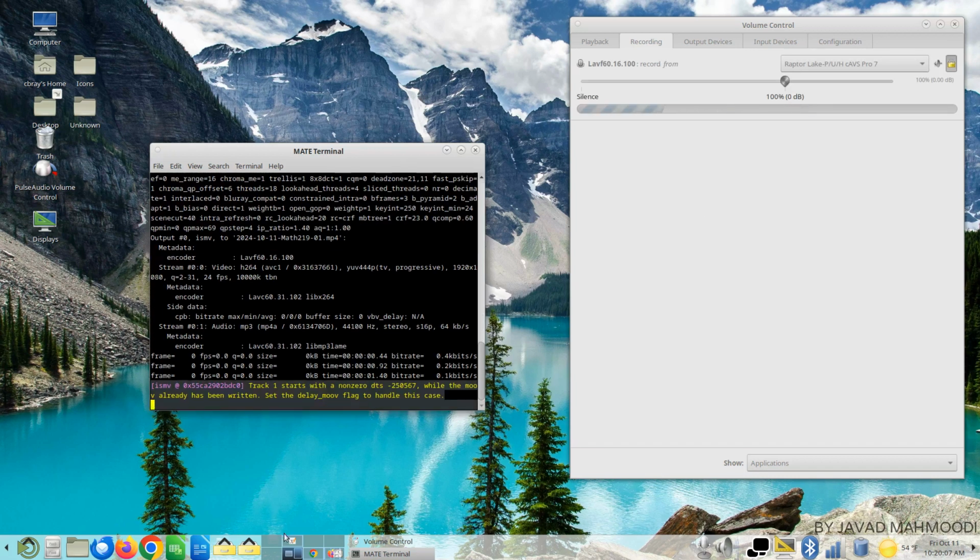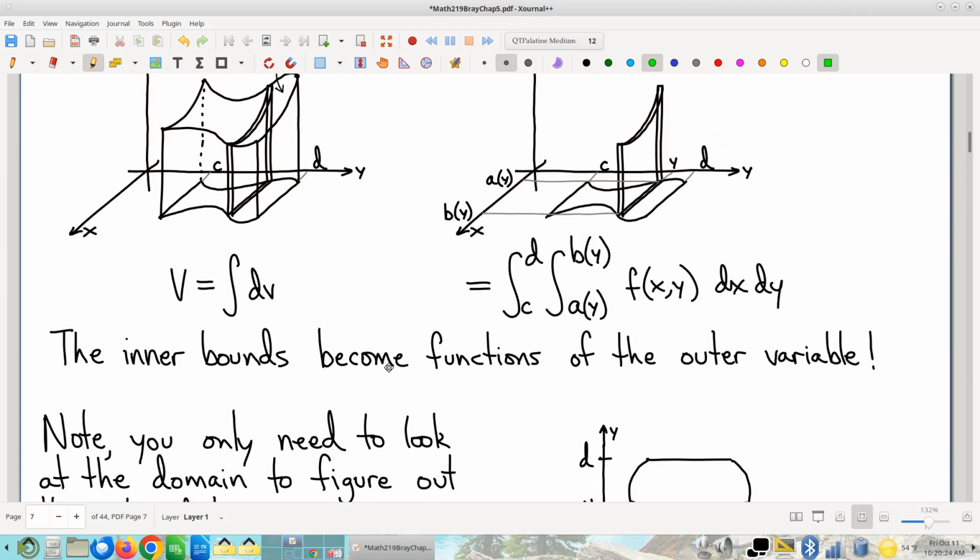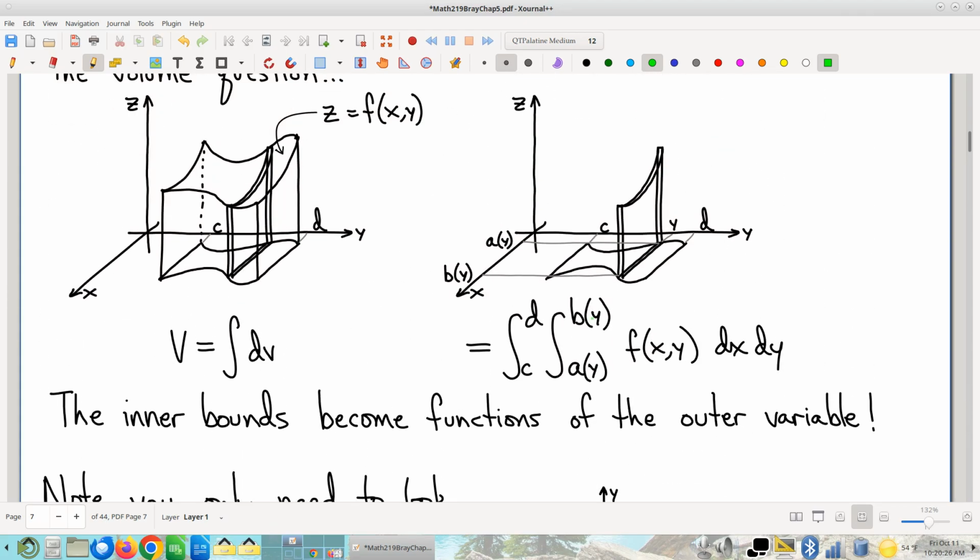Okay, so here's what we were doing last time. We were talking about non-rectangular domains and how you turn a double integral into an iterated integral when the domain's not a rectangle. Right? And the big idea is to realize that because of the shape, your inner bounds are going to be functions of the outer variable. Right? That's a big point.